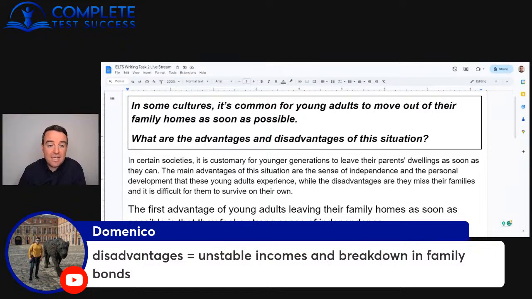"Breakdown in family bonds." Would it? A breakdown in family bonds would be like, instead of having a good relationship with your family members, you'd have a bad relationship. I don't really see how moving out of home would cause that. And again, that doesn't mean I'm right. If you can explain why people move out of home and suddenly they've got a terrible relationship with their family members, that's fine.